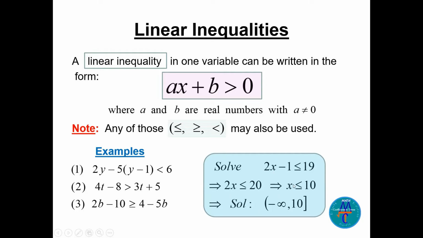And here in the blue, I put the solution: 2x minus 1 less than or equal to 19, take 1 to the other side, becomes 20, divide by 2, x less than or equal to 10. So from -infinity to 10, closed, is the solution. So these are linear, these are the easiest inequalities.